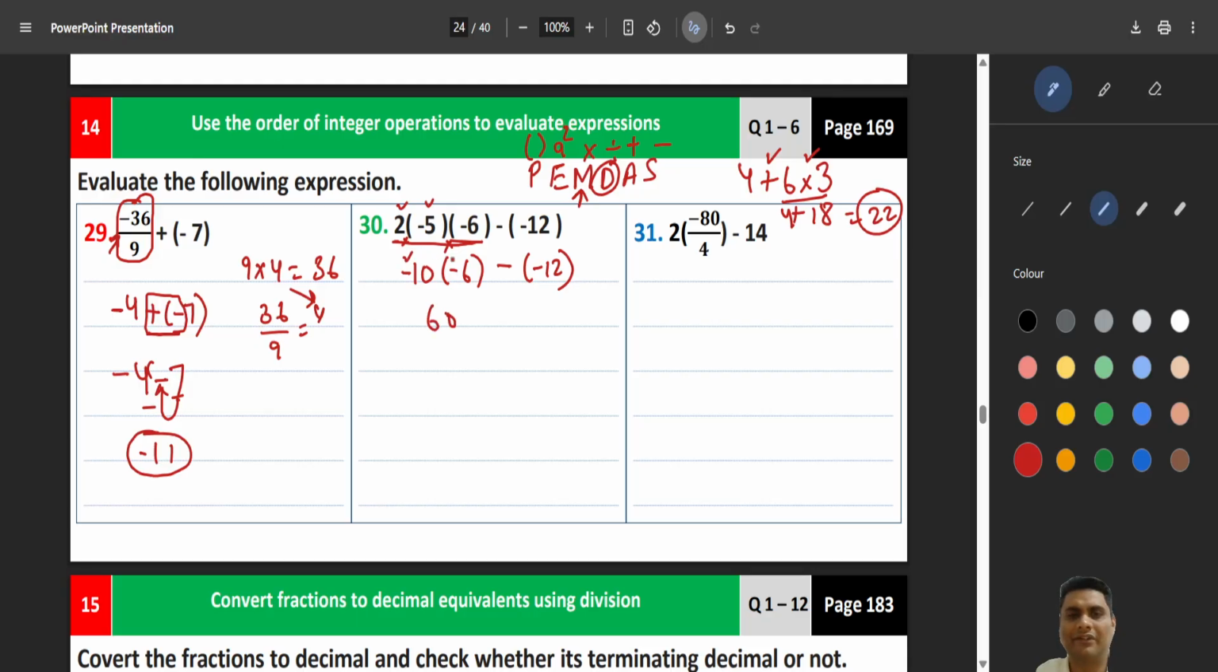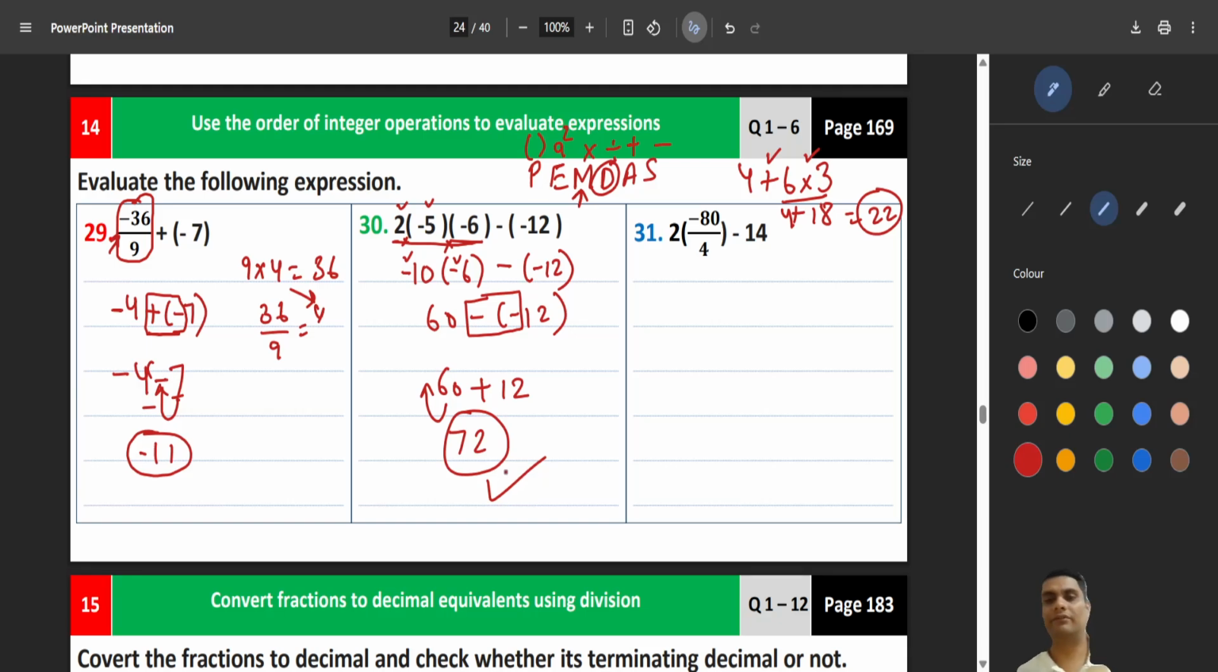Same sign or different sign? Same sign. Yani 60 will become positive. Then minus of minus 12. Now the multiplication is gone. Only minus is there. Here two signs together. Problem. Same or different? Same. Same yani plus. So 60 plus 12, 72. Bigger number has plus, positive. So answer will also remain positive. So positive 72 is the answer.